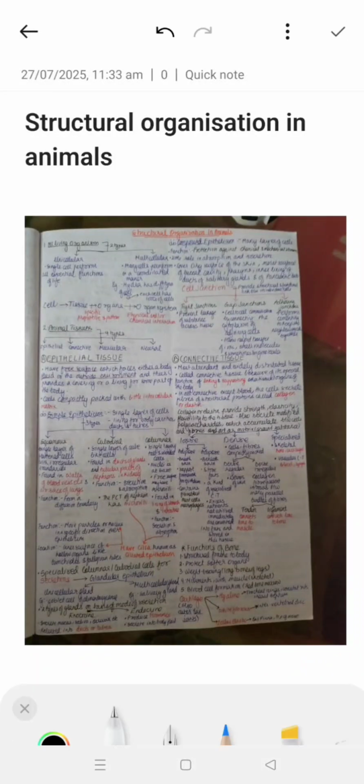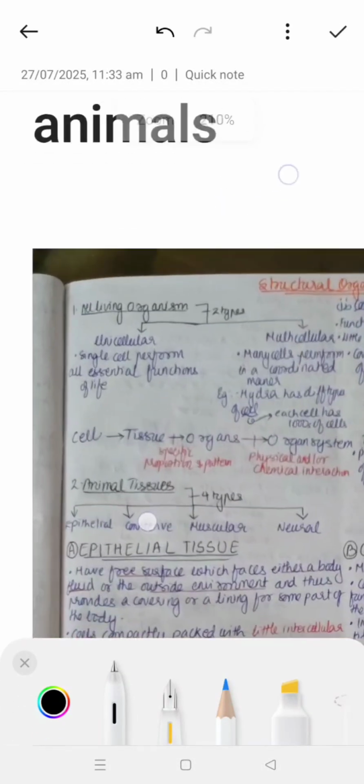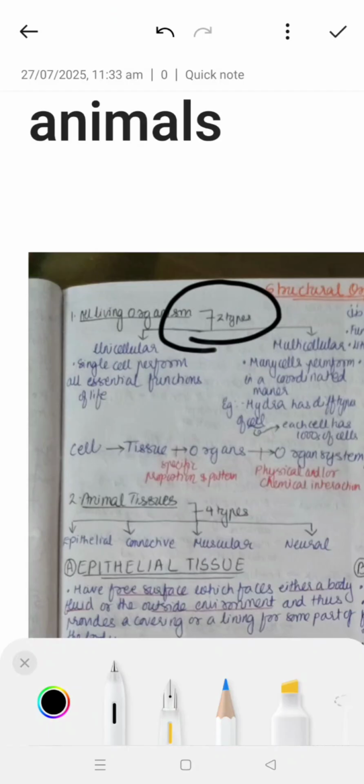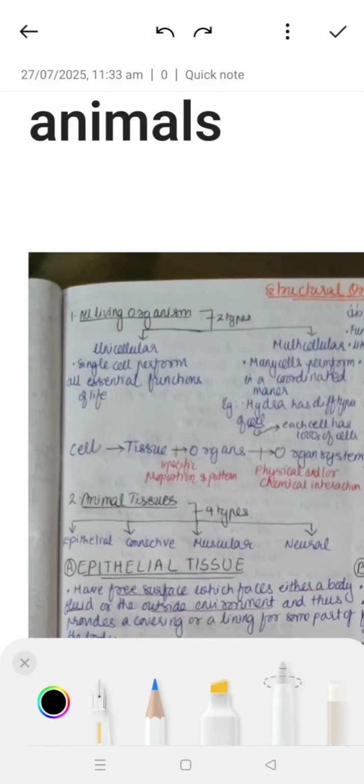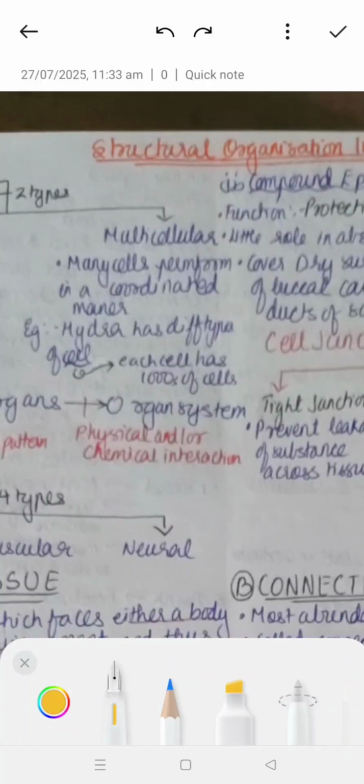Structural organization in animals. All living organisms are majorly of two types: unicellular or multicellular organisms. Unicellular organisms are single cells and can perform all essential functions of life like digestion, respiration, etc. Multicellular organisms have many cells performing in a coordinated manner, like Hydra, which has different types of cells, and each type has thousands of cells again.